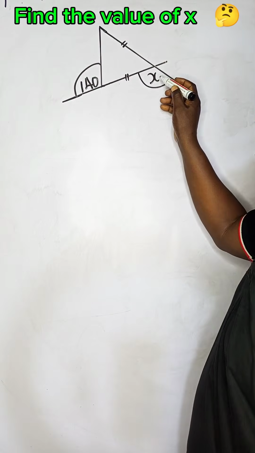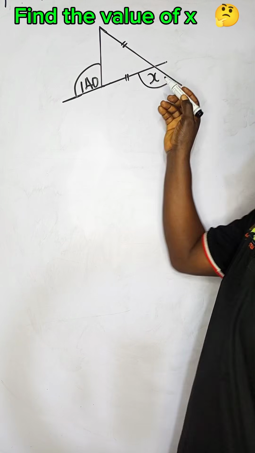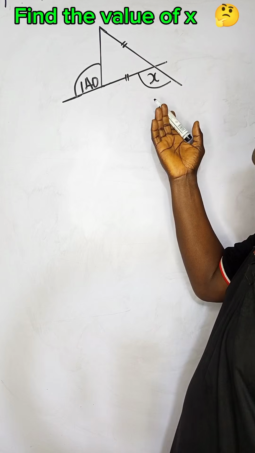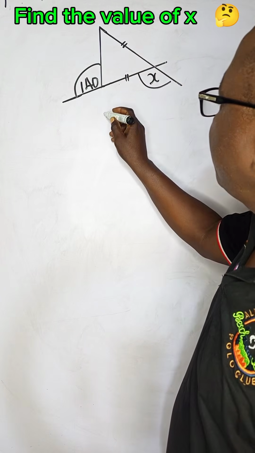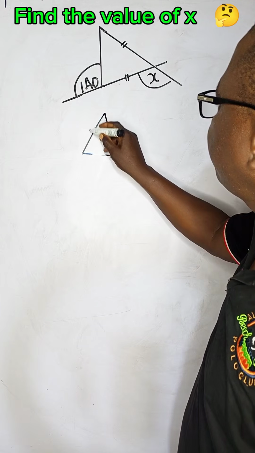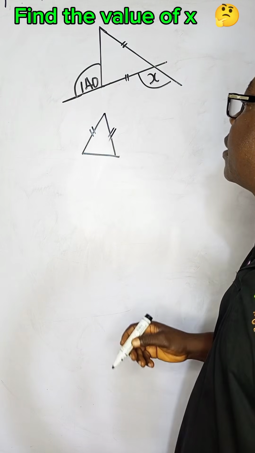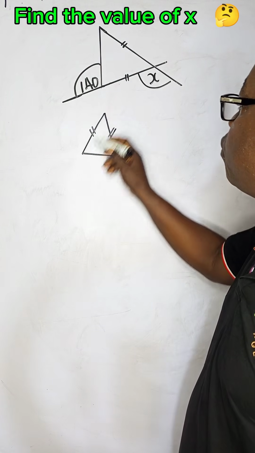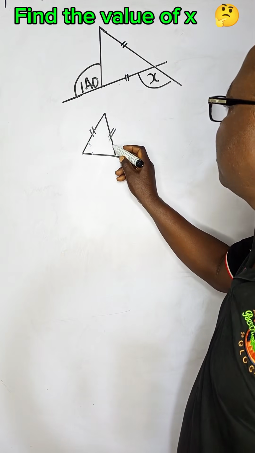How can we get the value of this angle marked x in this diagram? All right, we need to remember our lessons or knowledge of isosceles triangles. An isosceles triangle always has two equal sides, and of course, the base angles must be equal.